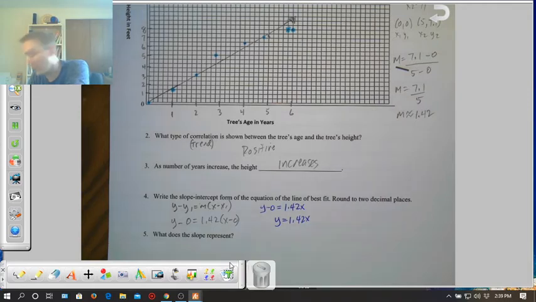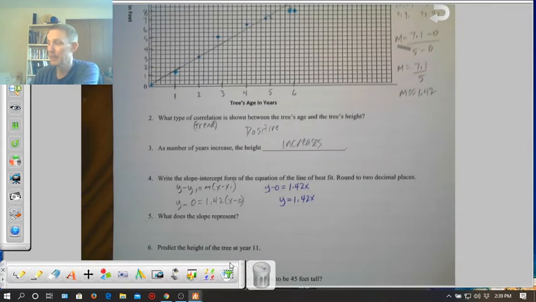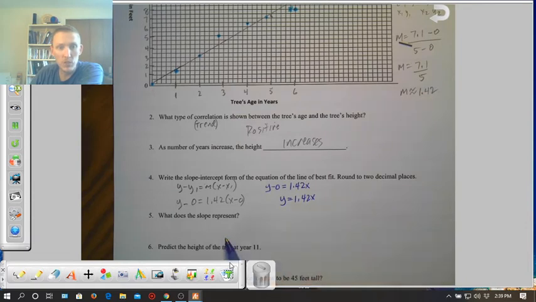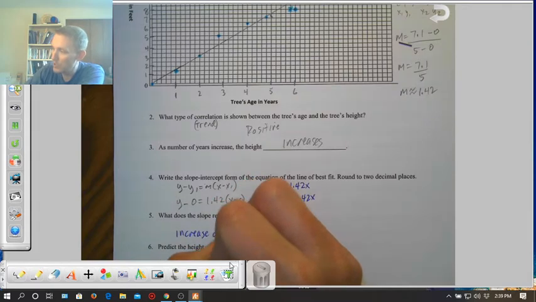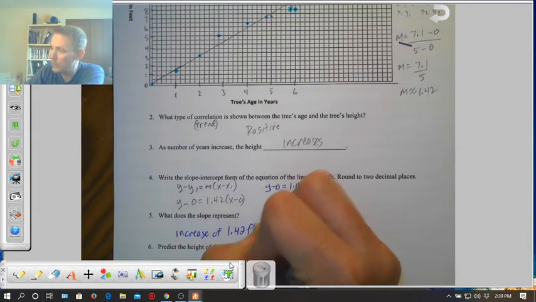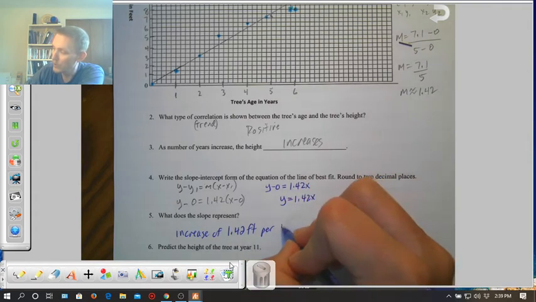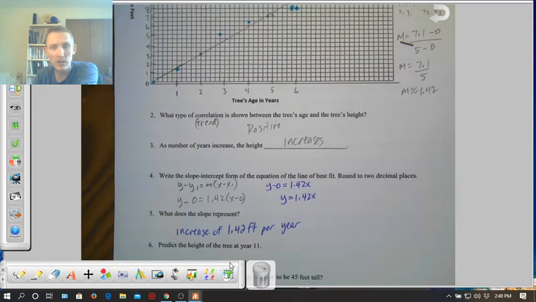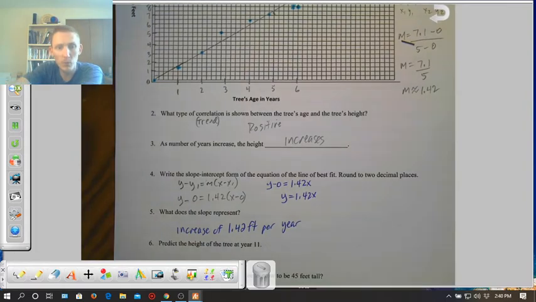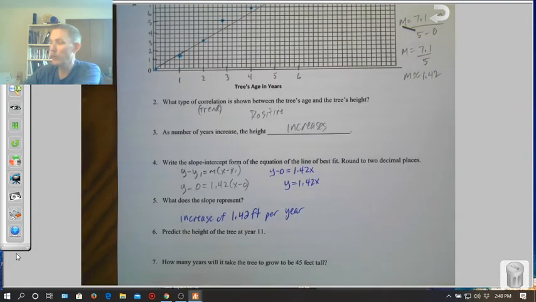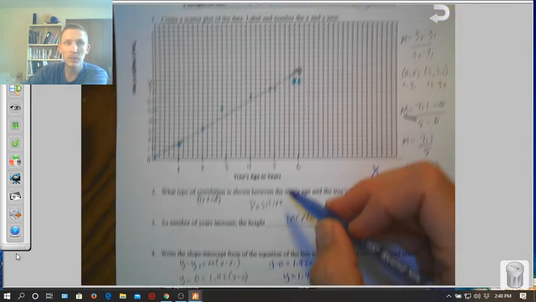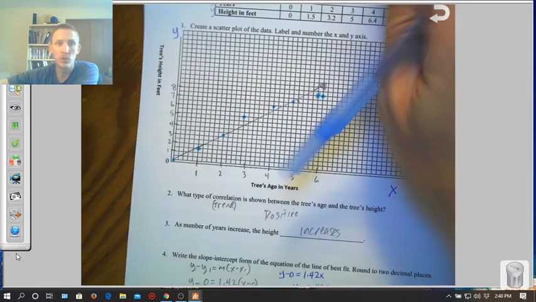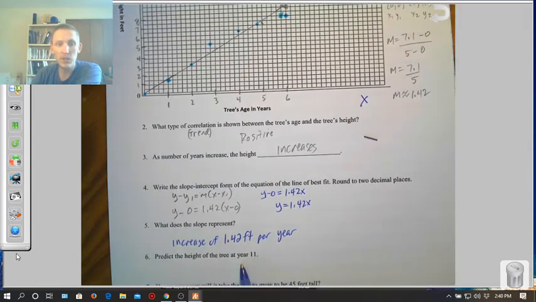Excuse the switch to pen, but I ran out of lead on my pencil. 1.42 is the slope. And what does the slope represent? Well, it's positive. So it's an increase of 1.42 feet per year. So every year the tree gets older, it grows 1.42 feet. Well, if we go back to the graph here, my x-axis was years, and my y-axis was the tree's height. And they're going to give me clues.